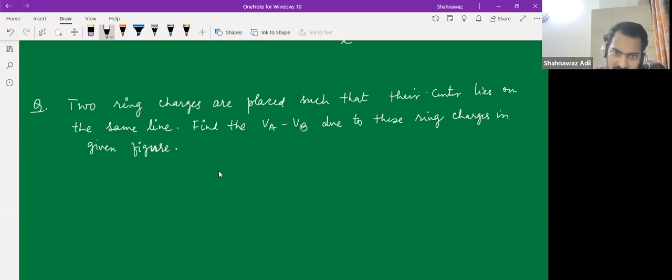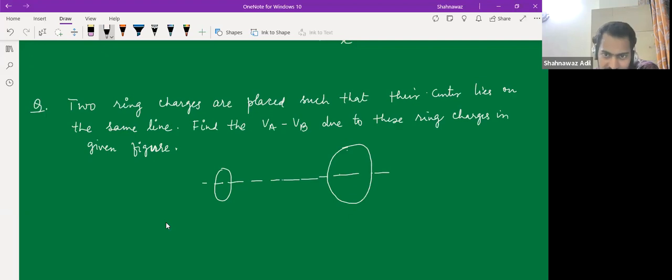Okay, so we have our two ring charges. Let's say this one, and let's say this one. These are the centers of these ring charges. This is not an exact center. And this is point A, and this is point B. The charges are Q and Q. The radius of this ring is R1, and the radius of this ring is R2.